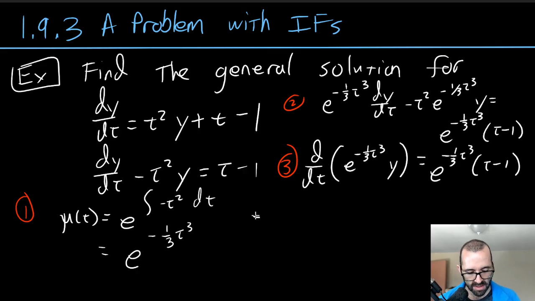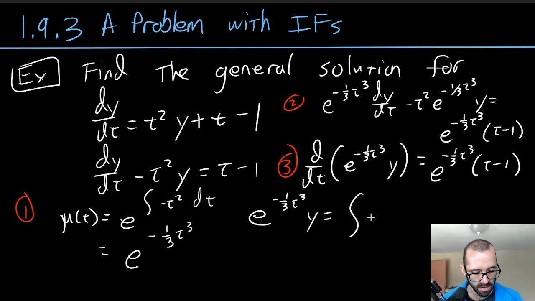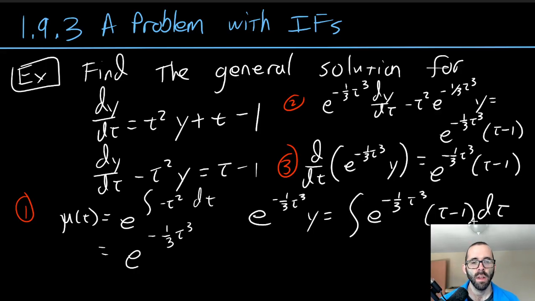So when we integrate the left-hand side, that's easy: e to the negative 1/3 t cubed times y. And the right-hand side is the integral of e to the negative 1/3 t cubed times t minus 1. We could split this up into 2 integrals if we wanted. The problem is that both of those integrals are garbage. U substitution will not work. Integration by parts will not work. You might be able to get one of them with integration by parts, but I don't think so. You certainly won't be able to get both of them.